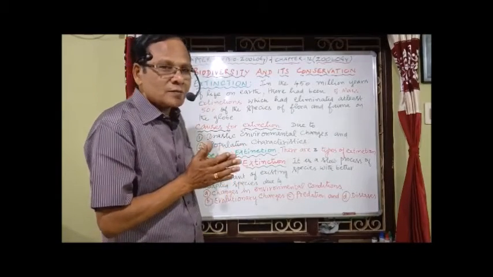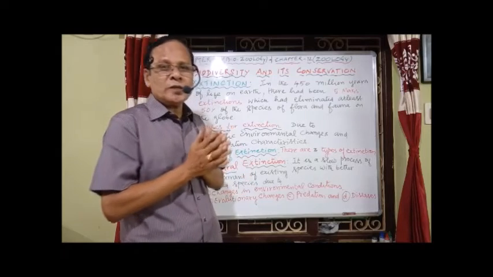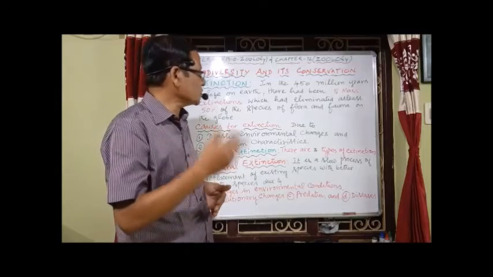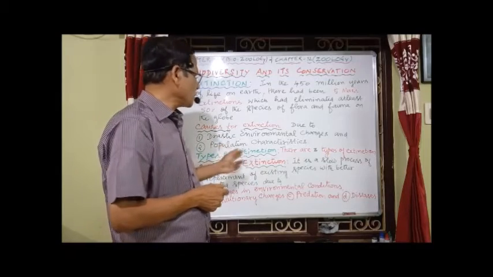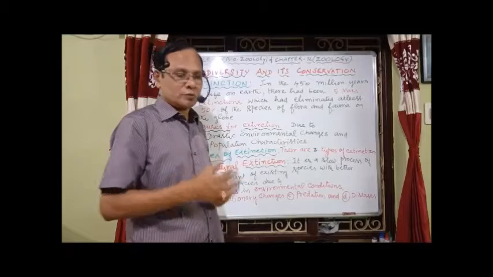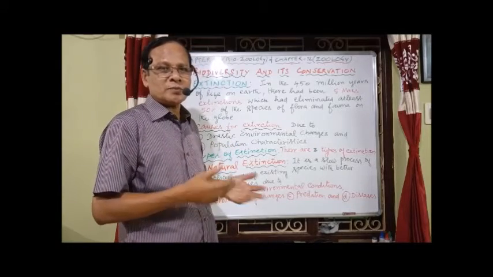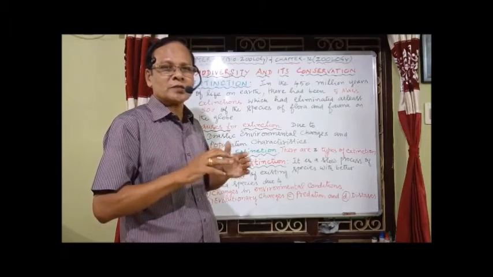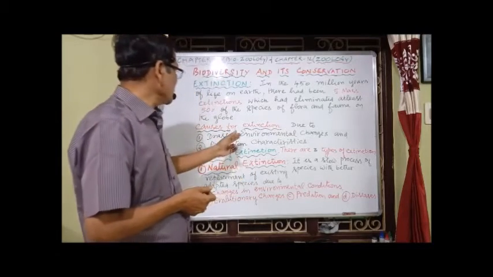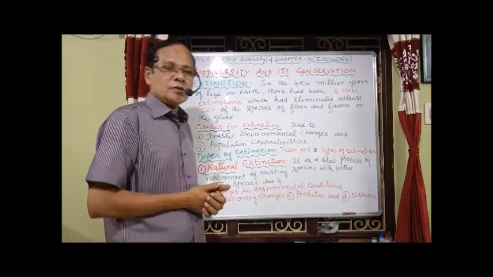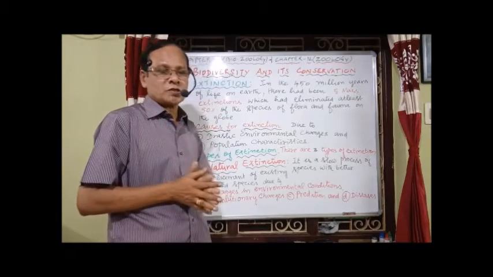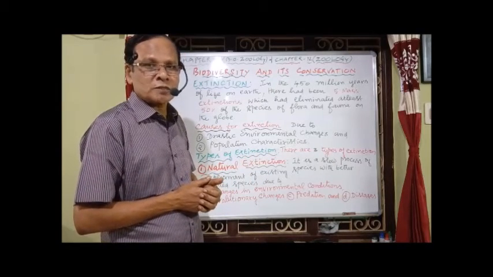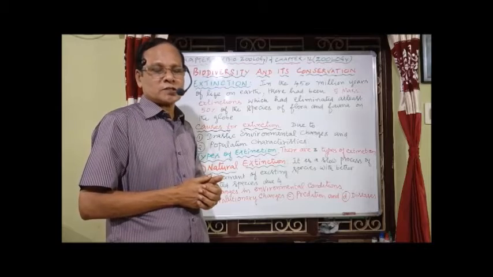Now, what are the causes of extinction? The two major causes of extinction are: number one, drastic environmental changes, and number two, population characteristics or attributes. Natality, mortality, immigration, emigration, these are all population characteristics, otherwise we can say population dynamics. These are the two main causes of extinction. Altogether, there are three different types of extinction. Number one, natural extinction. Number two, mass extinction. The third one, anthropogenic extinction.